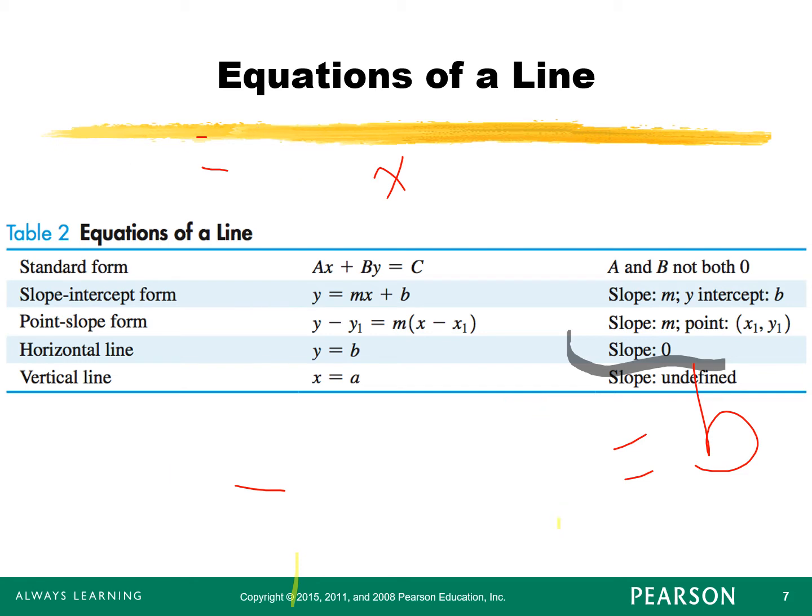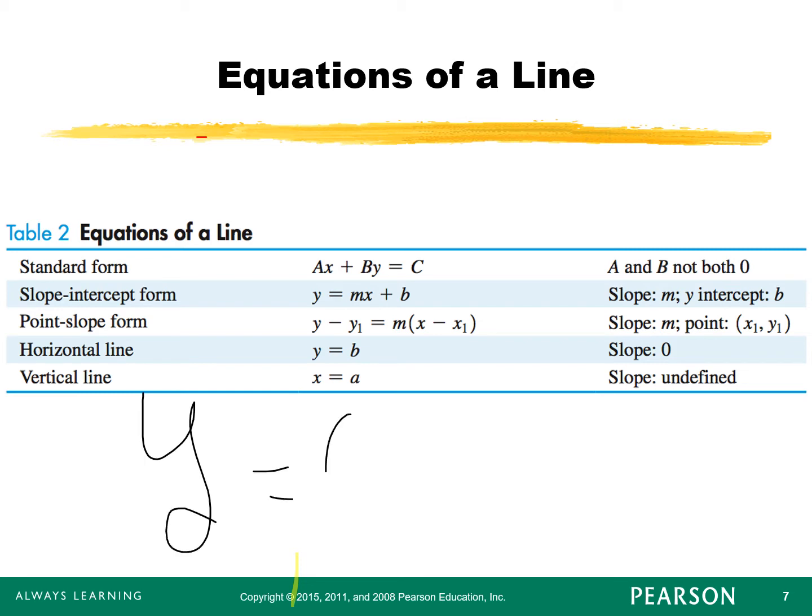And now let's talk about when we have the vertical form of an equation. What should we do? When we have the vertical form of an equation, the y will be equal to 0. And our slope, as we said before, will be undefined. And now let's go to the next slide.